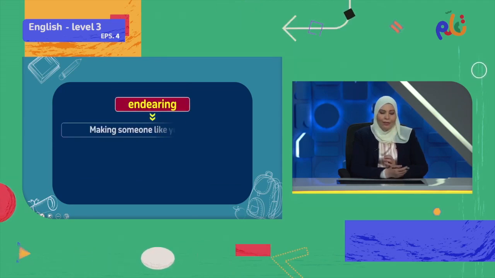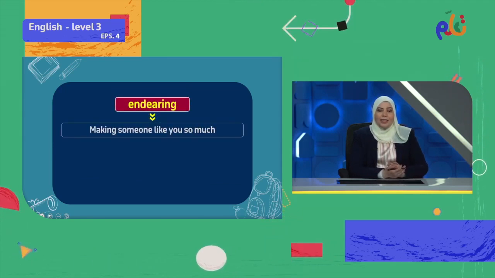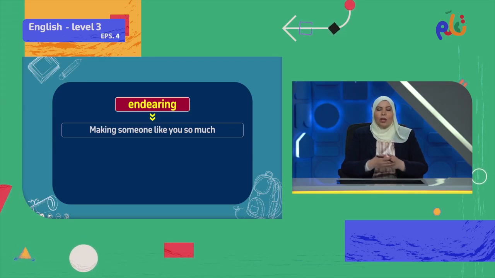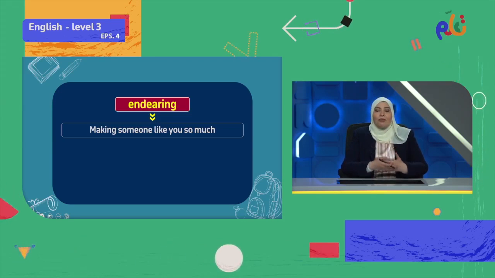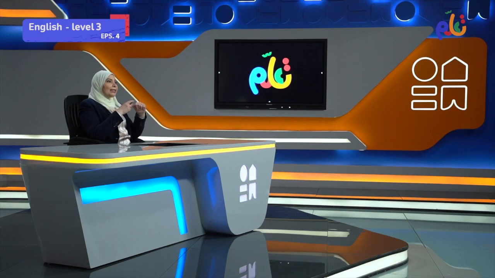And we also have endearing. Endearing, which means making someone like it so much. Endearing, like very attractive. We can say endearing character or endearing actor or actress. Like when we speak about May Azz el-Din in the film Omar and Salma, she's endearing.